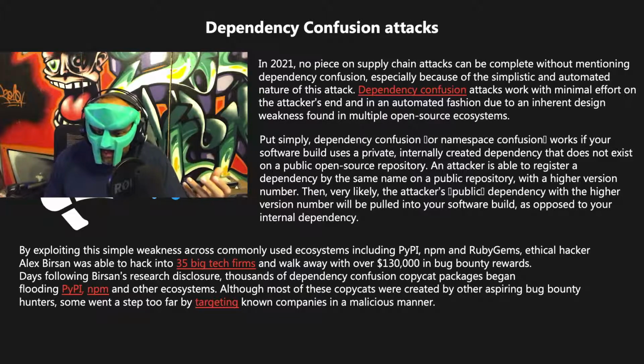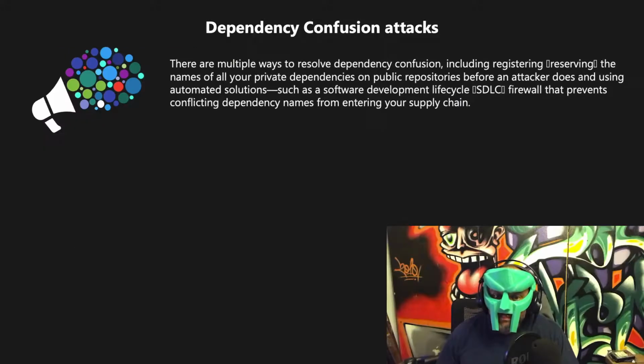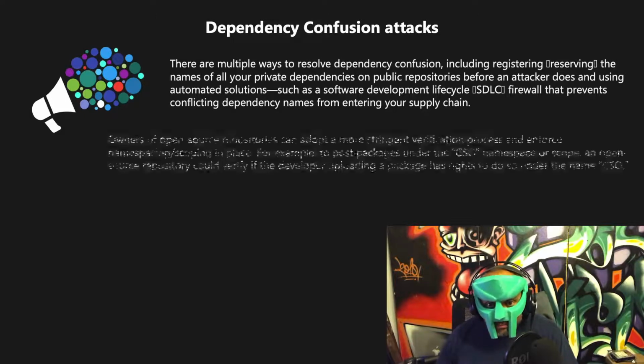Although most of these copycats were created by other aspiring bug bounty hunters, some went a step too far by targeting known companies in a malicious manner. There are multiple ways to resolve dependency confusion, including reserving the names of all your private dependencies on public repositories before an attacker does, and using automated solutions such as Software Development Lifecycle Firewall that prevents conflicting dependency names from entering your supply chain.